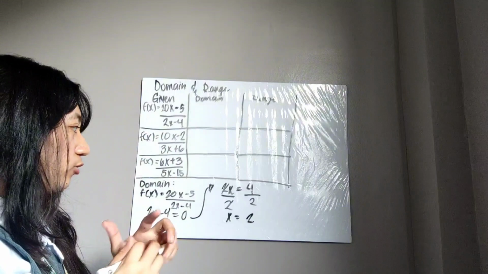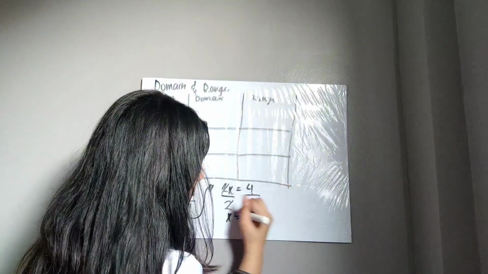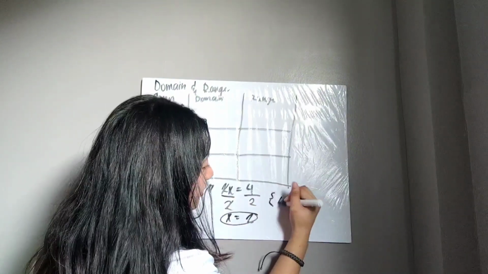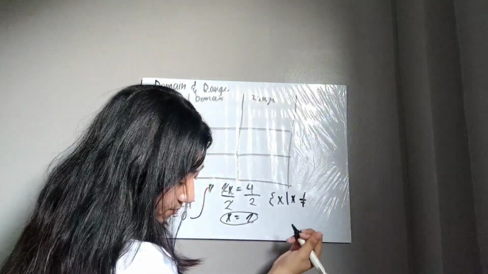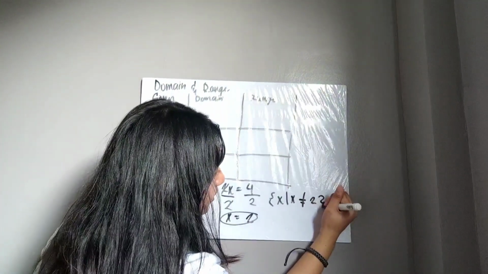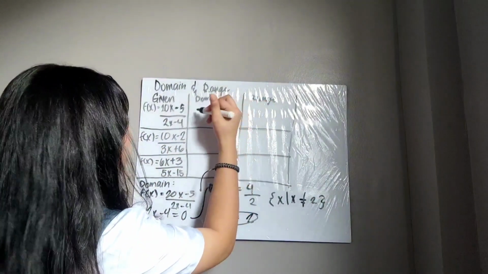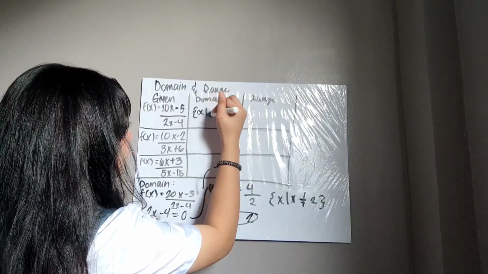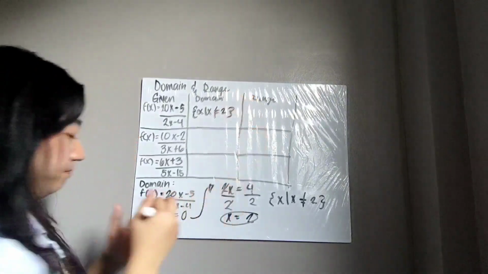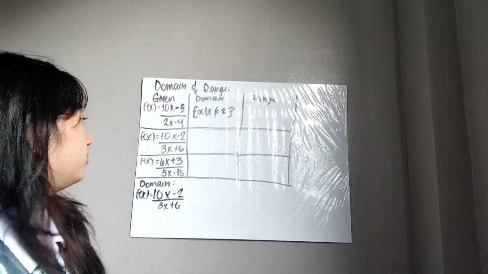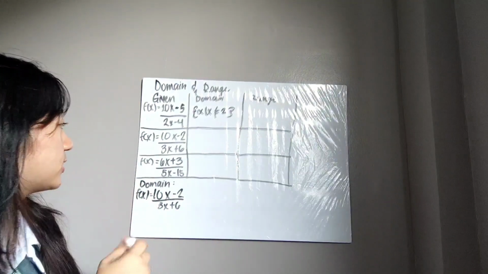So, isulat natin to into x not equal to 2. So, isulat natin dito, x not equal to 2. Sunod natin isa-solve is yung fx is equal to 10x minus 2 over 3x plus 6.